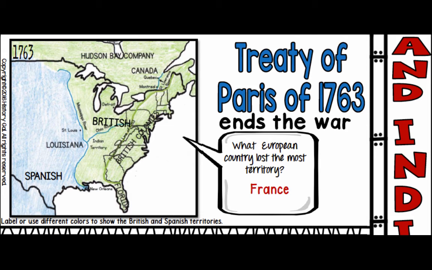Now, looking back at our map, if you look back at your first map and now look at this second map, they pose the question, what European country lost the most territory? You should be able to look at your map and say, well, the French are no longer on here, so France has to be the only logical explanation to this question.